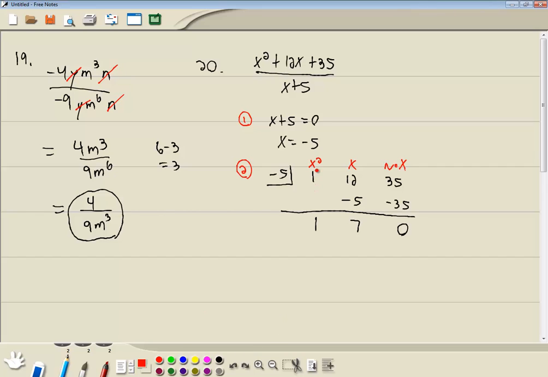Now, this is x squared. Straight down below it will be 1 degree lower, so this will be x. This will be our no x, or our constant term, and the 0 is our remainder. So our answer in this problem is x plus 7.